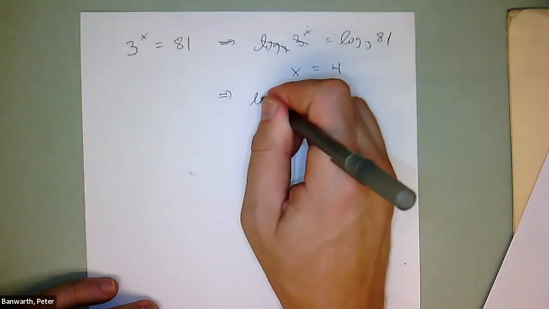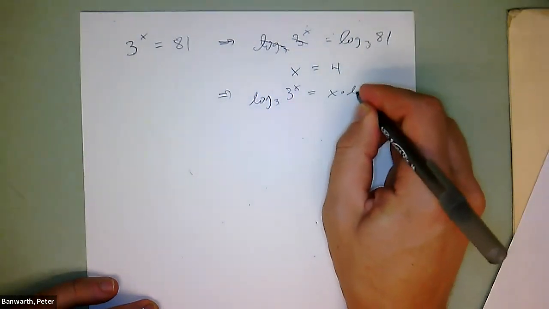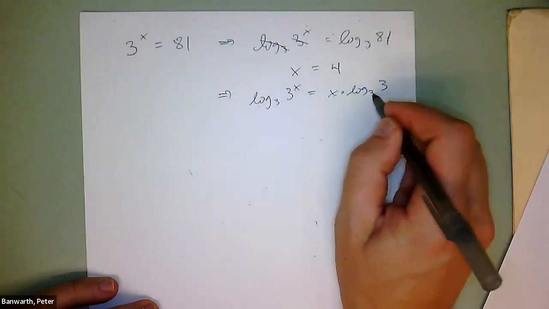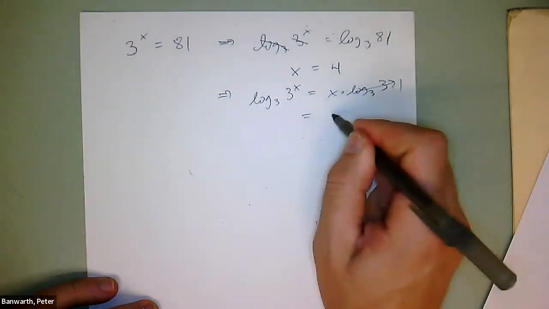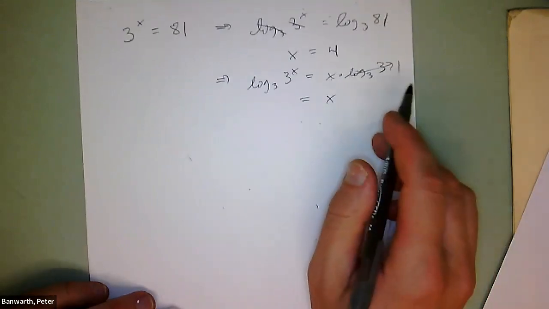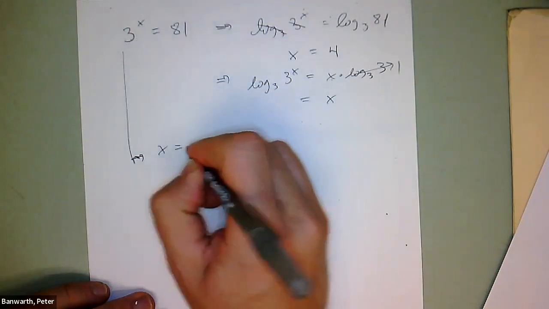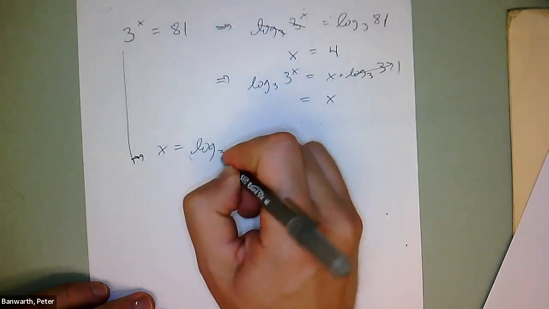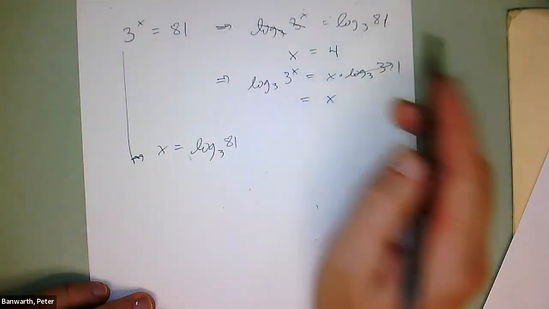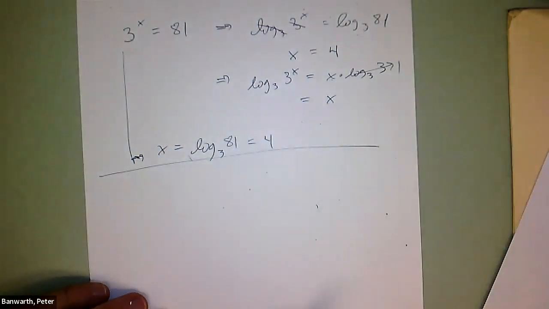You could also, if you want to use your log rules, notice that an exponent can be pulled down in front as a multiplication, and you can notice that the log base 3 of 3 is always 1. That's the other way to get x. Or you could also just take this and write it as the statement x is the power that goes on 3 to get 81, and that gets us to here as well. So x is 4.